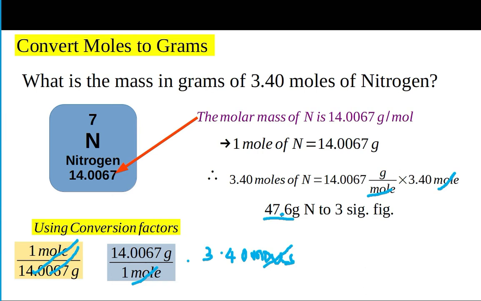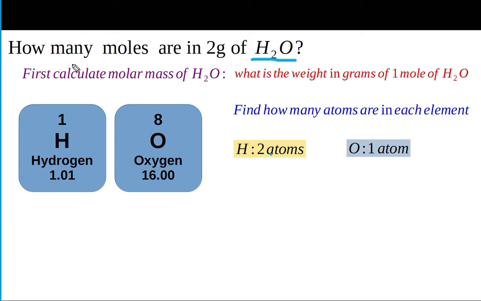Okay, now let's look at another question. Our next question is, how many moles are in 2 grams of water, or H2O? Water is made up of 2 hydrogen atoms and 1 oxygen atom, and hydrogen and oxygen are elements in the periodic table. So the first thing you have to do if you see such a question is to calculate the molar mass of H2O, or of whichever compound you've been given. That is to say, you want to find the weight in grams of 1 mole of the compound. In our case, it is water, H2O.